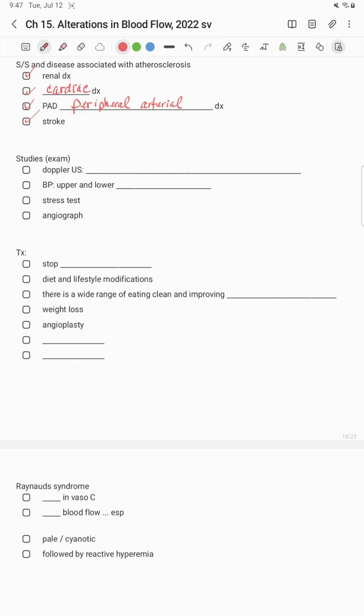Okay, studies or the exam that you can do. You can do Doppler ultrasound, looking for blood flow. You can do blood pressure in upper and lower extremity. You can run them through a stress test, do an angiograph.